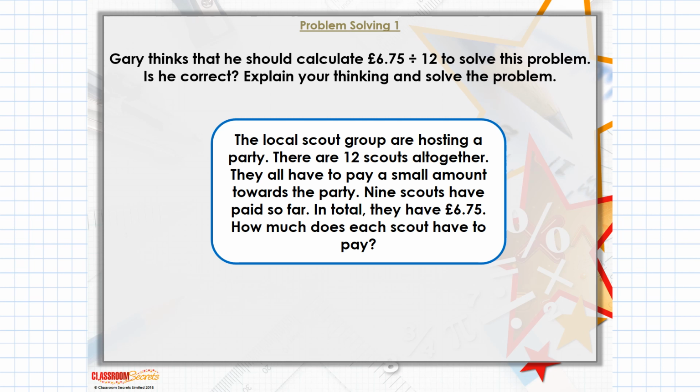Gary thinks that he should calculate £6.75 divided by 12 to solve this problem. Is he correct? Explain your thinking and solve the problem. So the problem is, the local scout group are hosting a party. There are 12 scouts altogether. They all have to pay a small amount towards the party. 9 scouts have paid so far. In total, they have £6.75. How much does each scout have to pay?